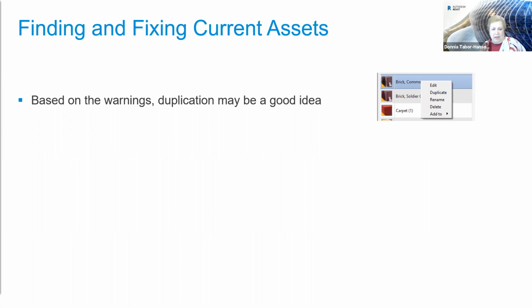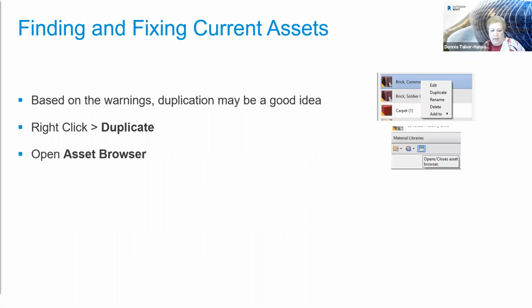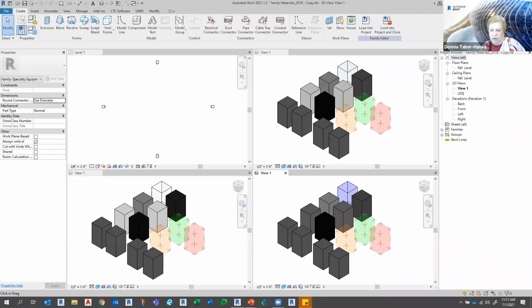I'm going to look at just a brick common. That's something that is used a lot. It's in a lot of the walls and stuff. So I'm just going to look at one of the basics. And the first thing I'm going to do is duplicate it. When you do that, you just right click and duplicate. And then we're going to open up the asset browser. So let's jump over to Revit and do this.